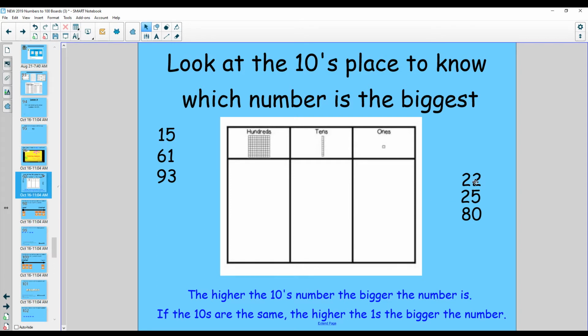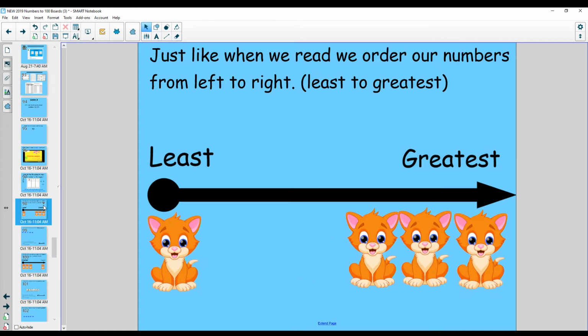Okay, so if you look here at 22 and 25, they both have 2 in the tens place. So we have to decide which one's bigger by looking at the ones place. All right, so let's read this again. The higher the tens number, the bigger the number is. If the tens are the same, just like here, the higher the ones, the bigger the number. So 22 is smaller than 25 because we had to look at the ones. Just like when we read, we order our numbers from left to right.